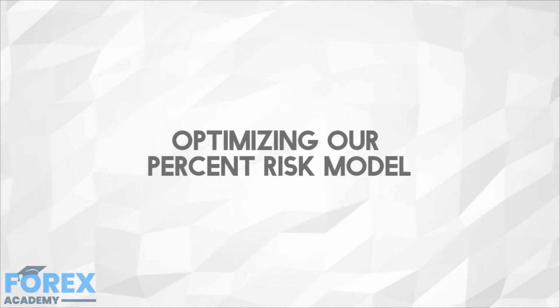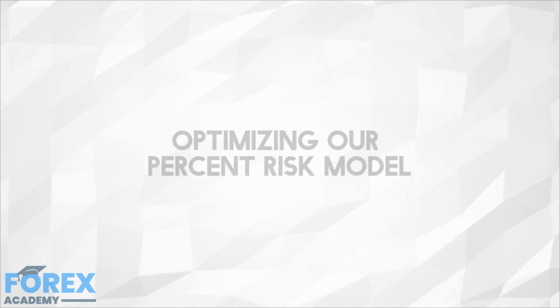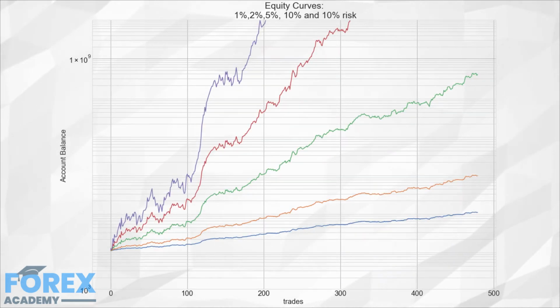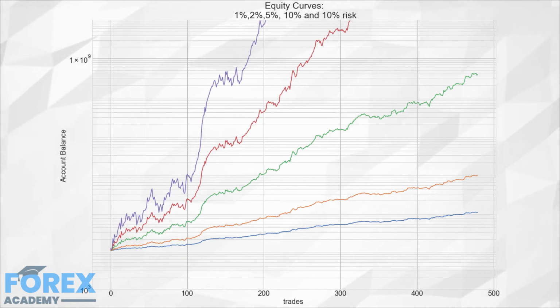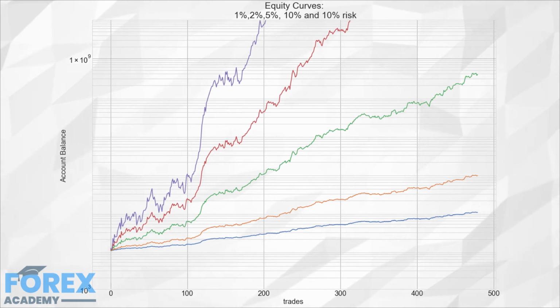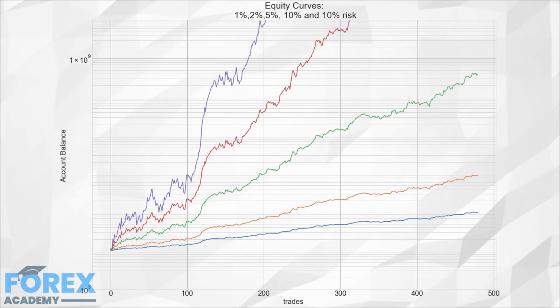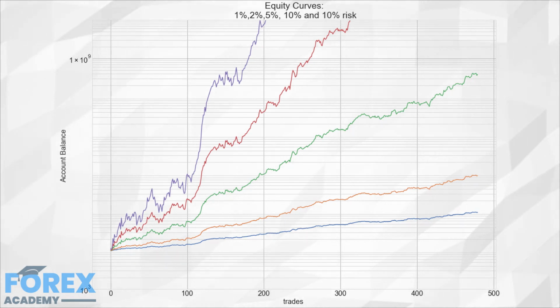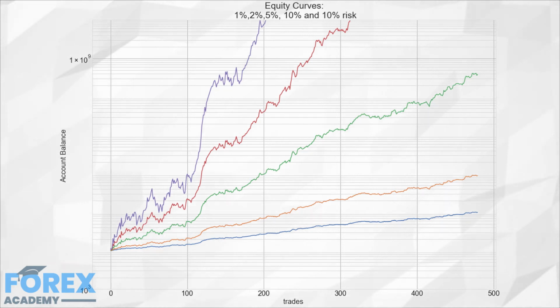Optimizing our percentage risk model. The figure below shows the hypothetical position sizing curves of 1%, 2%, 5%, 10%, and 20% risk models in log scale, for the same segment of the trading system with 68% of winners and a 1.1 reward risk factor, which shows similar figures to our live signal service. We can see that the theoretical account growth can be made astronomical by increasing the position sizing.